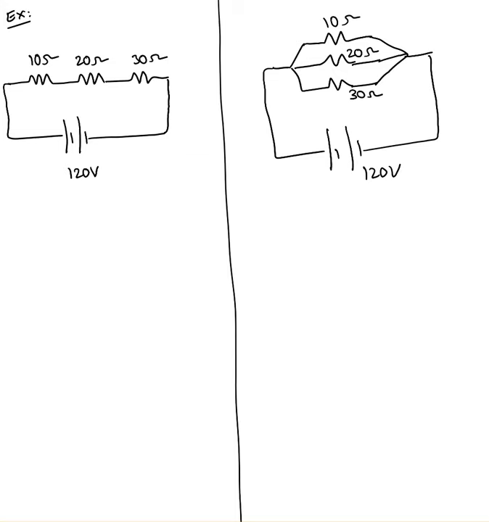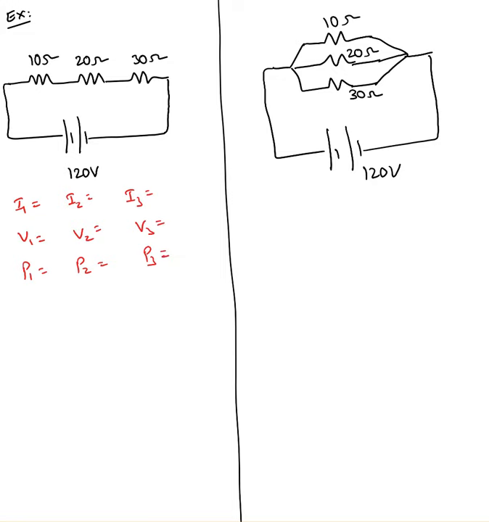Here is the next video on Ohm's law and its application. Here he's asking us to find the individual current passing through each resistor, voltage across each resistor, and power consumed by each resistor. So basically the question is asking us to find I1, I2, I3, V1, V2, and V3, P1, P2, and P3.